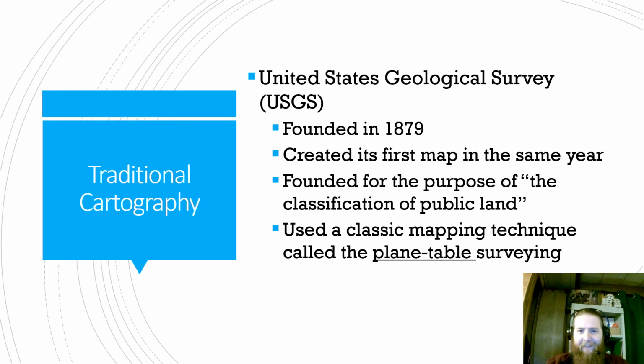In 1879, we had the United States Geological Survey. This is where we started looking and trying to describe the United States on a map. We created our first map of the United States in 1879, and it was founded for the purpose of classification of public land, very much tied to surveying things and making sure we knew exactly what the property looked like. We used a very classical mapping technique called plane table surveying, and plane table surveying is interesting.